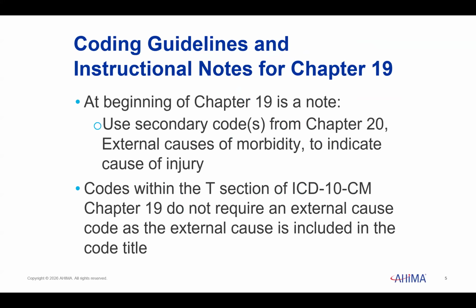And again, burns and corrosions are in blocks T20 through T32. Burns are thermal, electrical, or radiation burns. We sometimes think of chemicals as burns, but this is actually more properly referred to as corrosion. And we'll talk about some secondary codes from chapter 20, which will describe the external causes of morbidity to indicate what caused the injury in the first place.